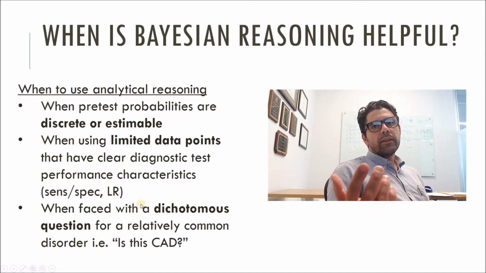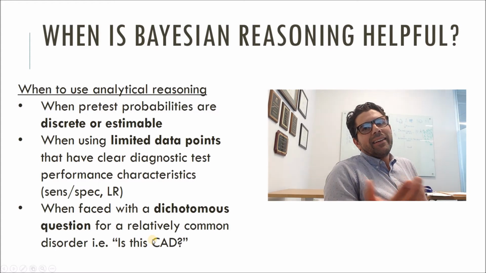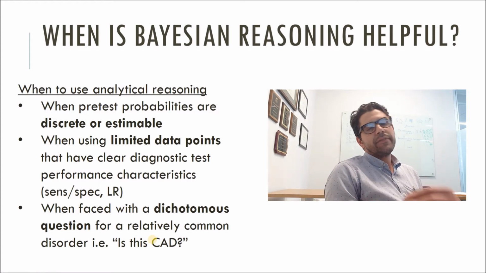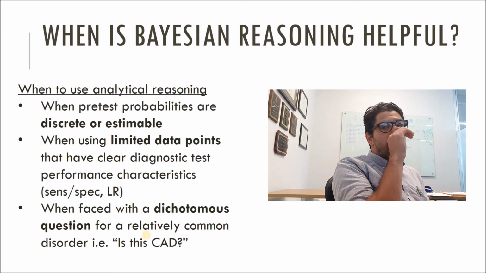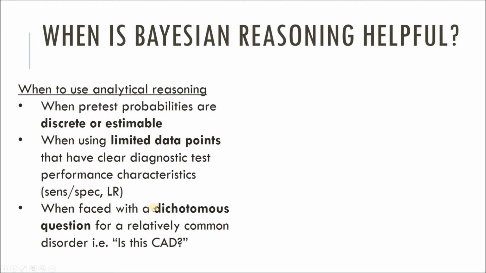And ultimately, I think these are clinical scenarios when we're faced with a dichotomous question. We have a diagnosis in mind, and we're just trying to establish, is that the diagnosis or not? Particularly for relatively common disorders, like, is this coronary disease? We have excellent data on the diagnostic test performance characteristics of things like stress tests. So when we're faced with this dichotomous question of, is this CAD or not, Bayesian reasoning can be very helpful.